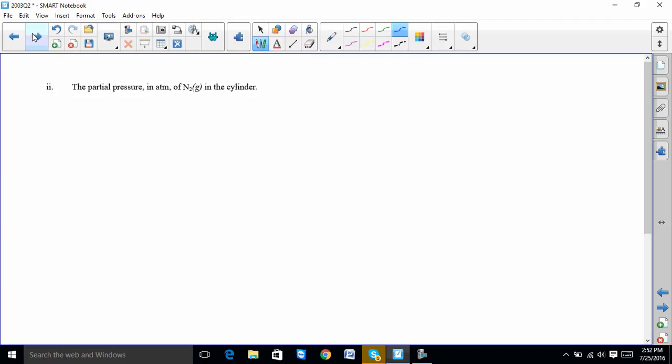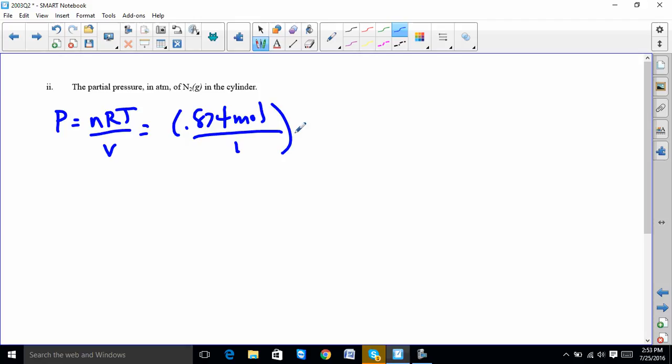And then the next thing is, what's the partial pressure of the nitrogen in there? Now, this is the pressure at the new temperature. Otherwise, we could just use the answer. So nRT over V. And we just figured out that it was 0.874 moles. Again, if it bugs you and you want a one here, you can.